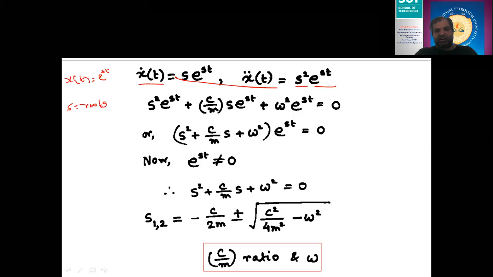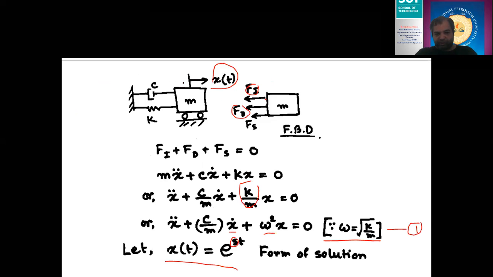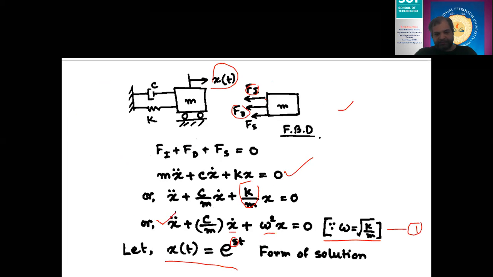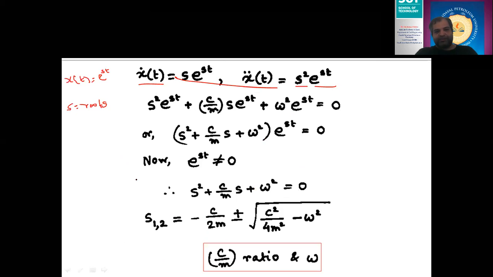If you put this x dot and x double dot of t into the original equation of motion, x double dot plus c by m into x dot plus omega square into x, then the value will be s square into e raised to st, plus c by m into x dot of t, where x dot of t is s into e raised to st, plus omega square into x of t, where x of t is e raised to st, which is equal to 0.